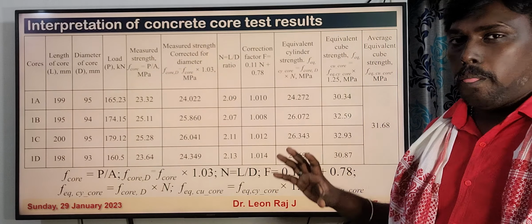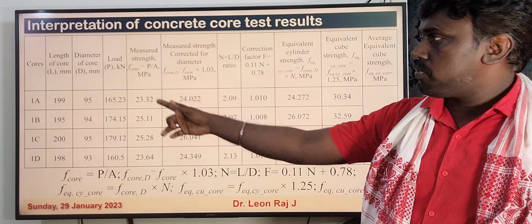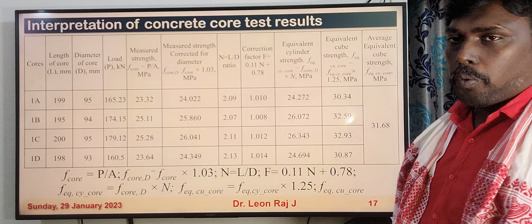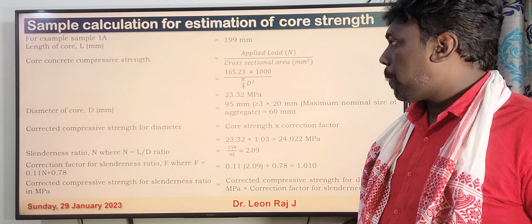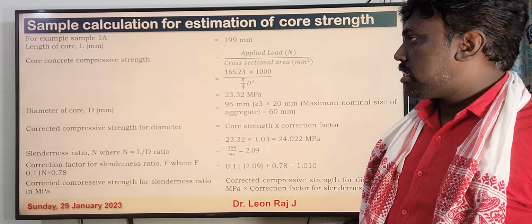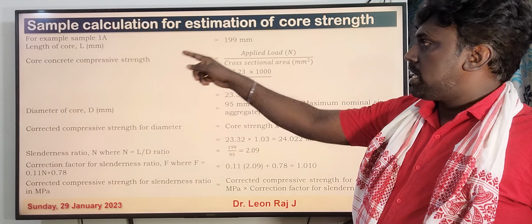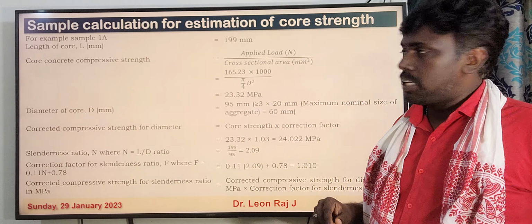So the equivalent cube compressive strength of the collected cores is 31.68 MPa. So this is explained with a sample calculation. We have taken sample 1A. The length of the core is 199 mm.